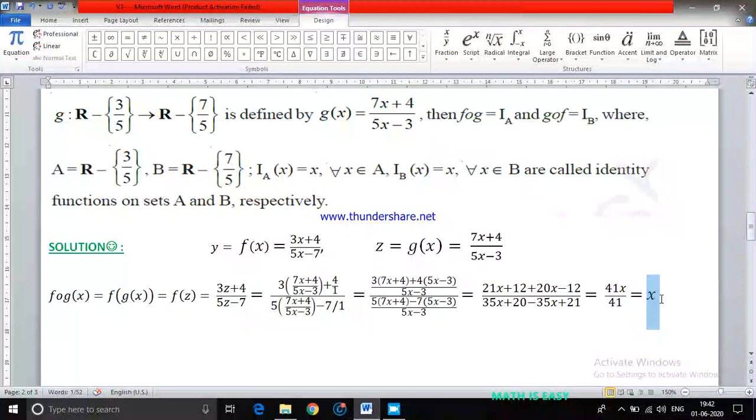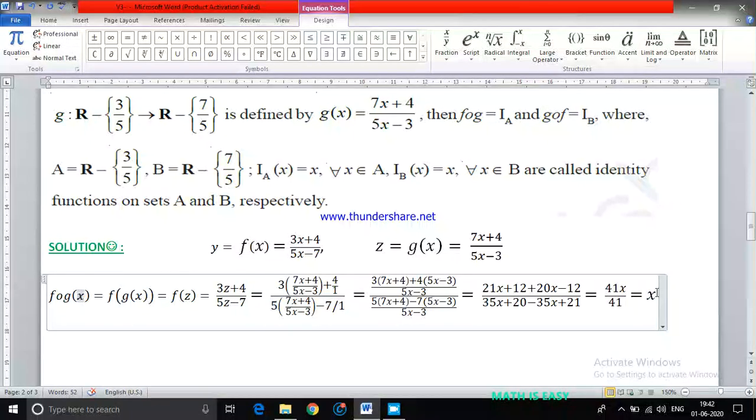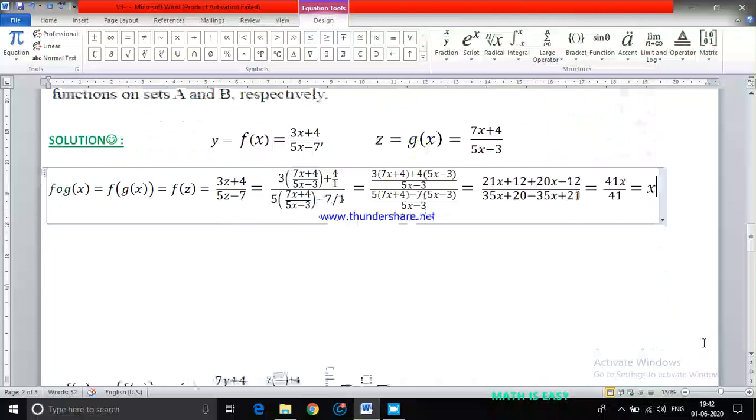So it's an identity function. For example, if you take 1 here, the answer will come as 1 only. If you take 1.5 here, the answer will come as 1.5. So it's an identity function. Now FOG, I proved it as an identity function. Now what you have to prove? GOF is also an identity function.